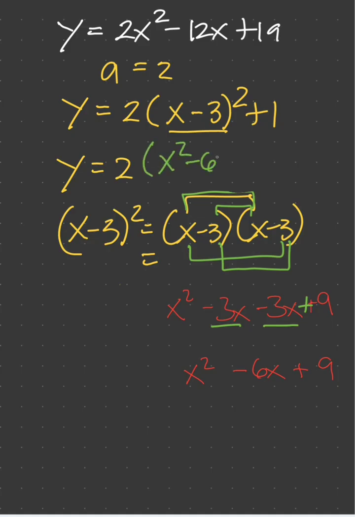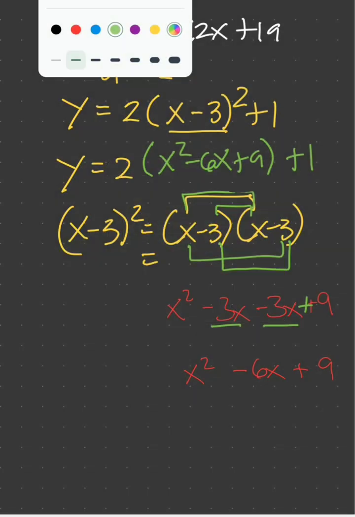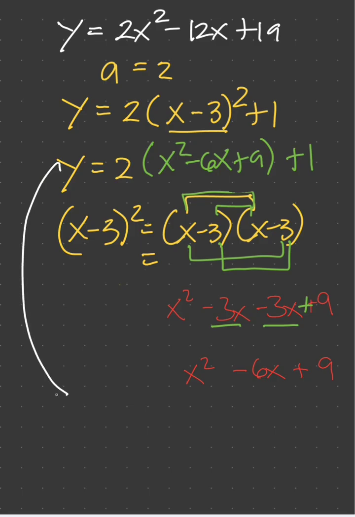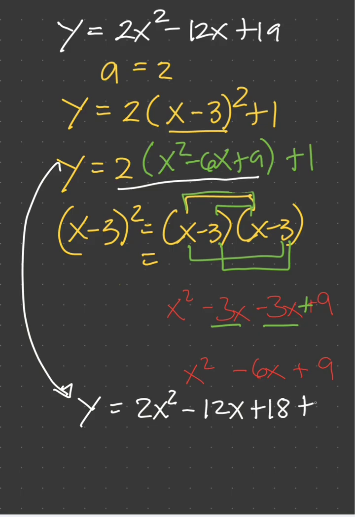X squared minus 6x plus 9 plus 1. And now we expand. Let me put that here. The bottom. This one here. Okay. So this is y equals 2 times x squared minus 6x plus 9, which is 2x squared minus 12x plus 18 plus 1. And then we group like terms. This would become y equals 2x squared minus 12x plus 19.